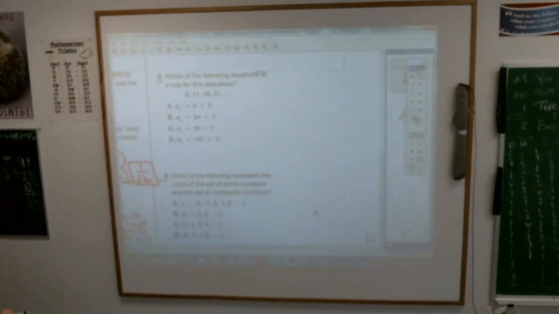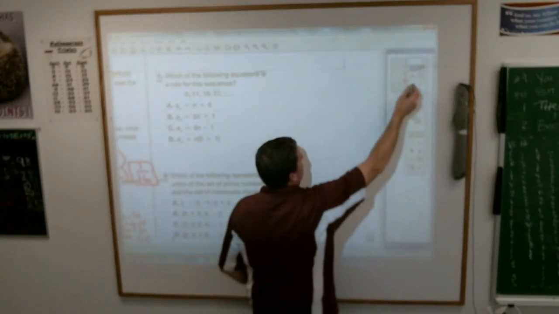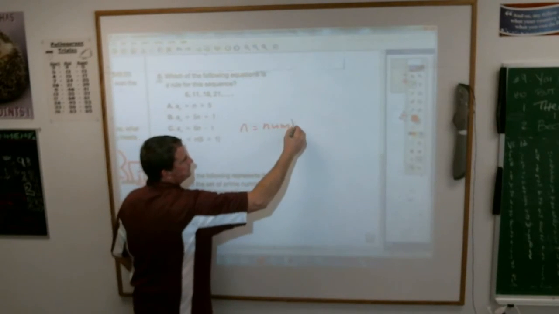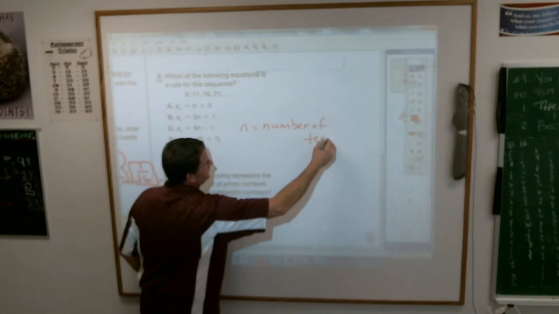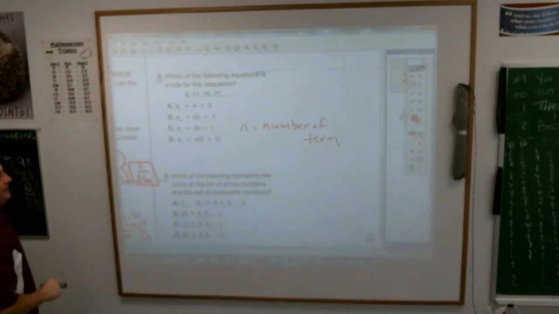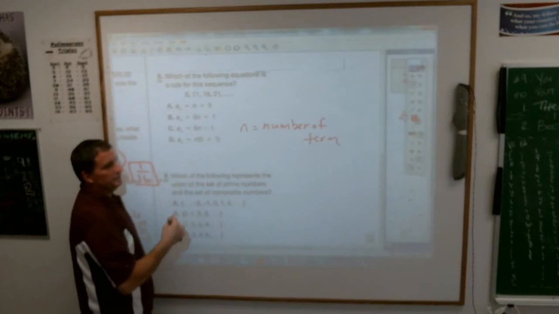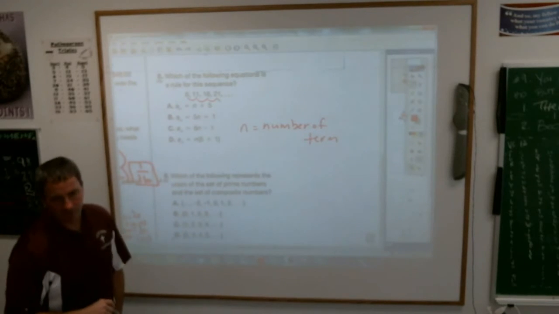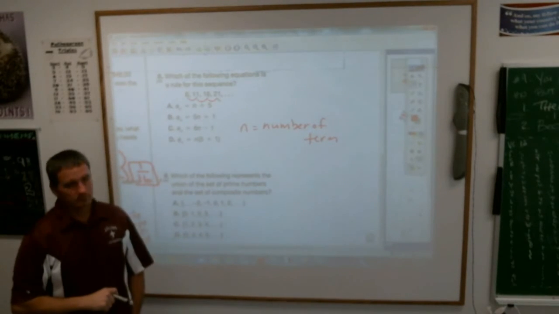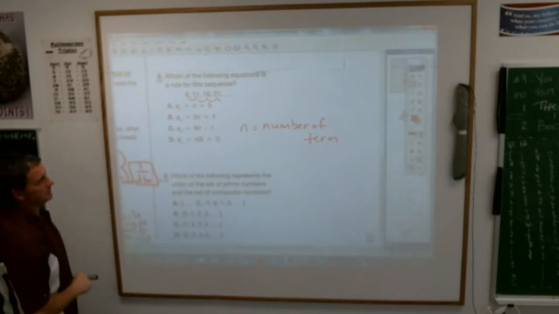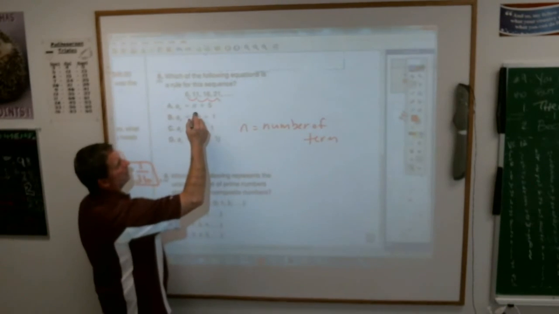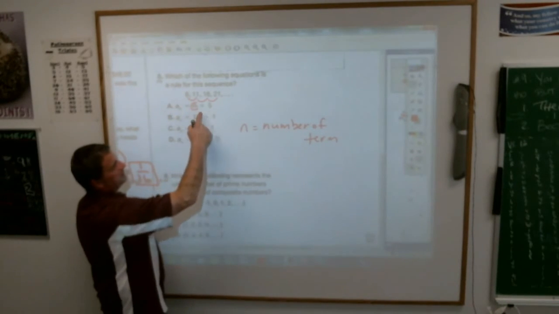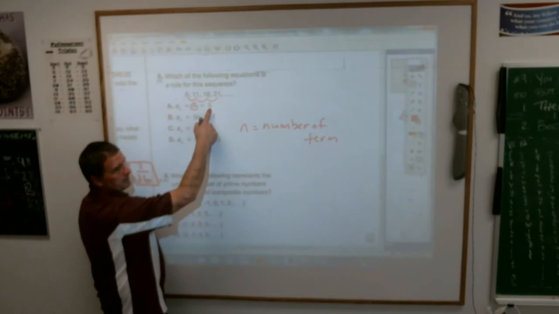Which of the following equations is a rule for this sequence? People, the thing you have to remember with sequences is the letter n is the number of the term. And then the next thing you need to do is look at what you do between terms. To go from 6 to 11, 11 to 16, and 16 to 25, what's happening every time? Okay, you are adding 5. Does that make sense? So, your first term, you put a 1 in for n, my first term should end up being 6. Is 1 plus 5 6? Yeah, so that works there.